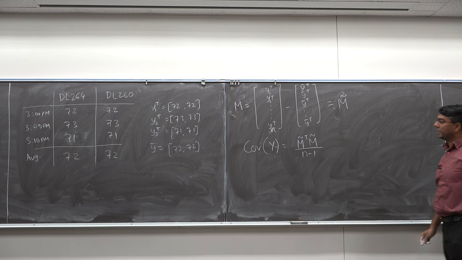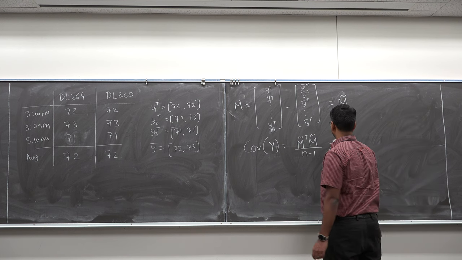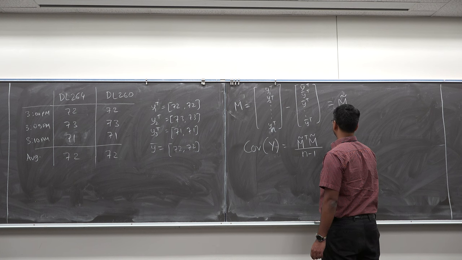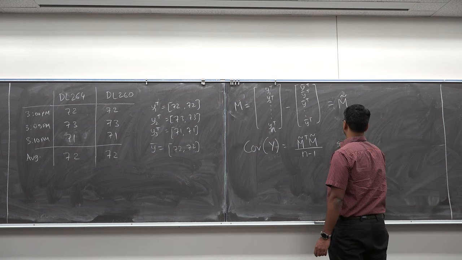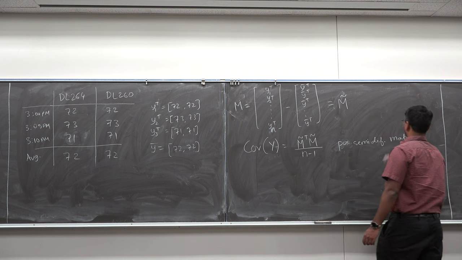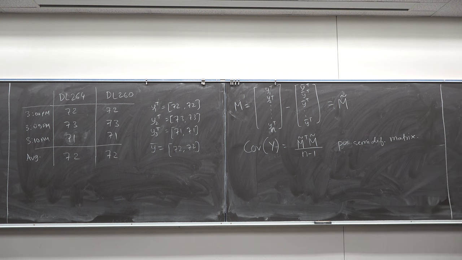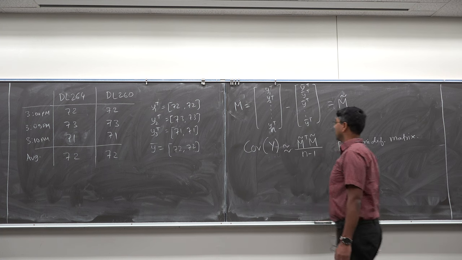So this is my covariance. And this is going to give me, hopefully, a positive definite matrix. I mean, it doesn't matter whether it's positive definite or not. But it's a symmetric matrix. It's a positive semi-definite matrix. So this is my estimate. This actually is an estimate, so let me make it an estimate.